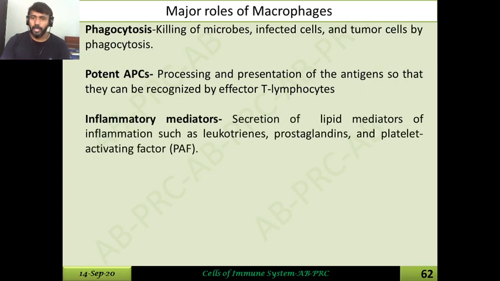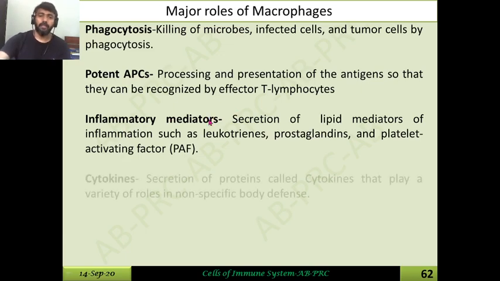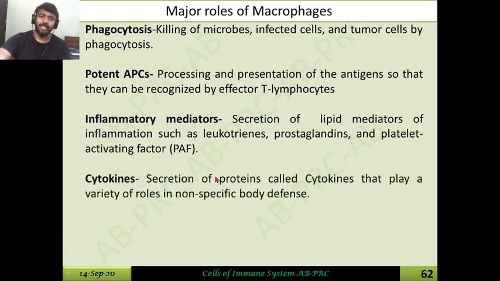Then inflammatory mediation. We know that for inflammation, phagocytosis is usually a required mechanism. Normally after phagocytosis there will be inflammation, so a lot of chemicals are secreted as mediators of inflammation through phagocytosis. Then the cytokines secreted by these macrophages are also very important performers in the immune system, right? These cytokines play very crucial roles in non-specific body defense. That is important. They are usually involved in the non-specific, that means not cell mediated, innate mechanisms of the body.